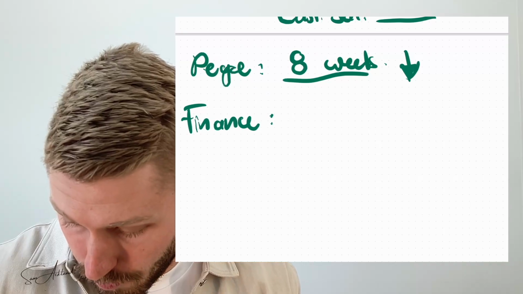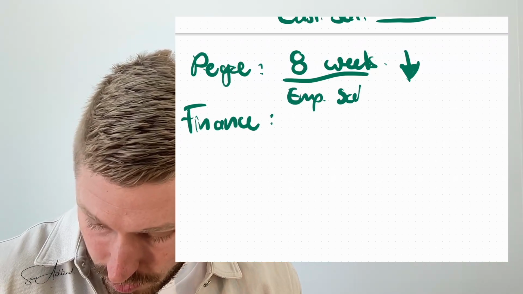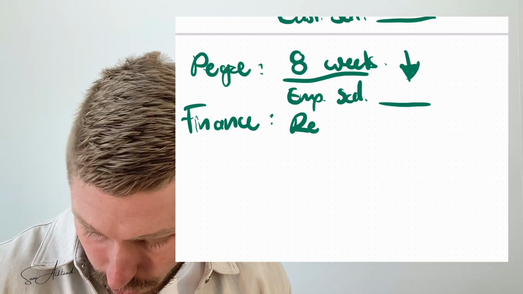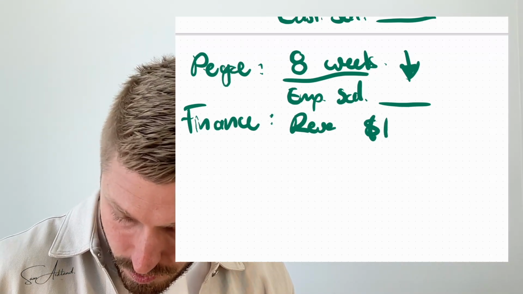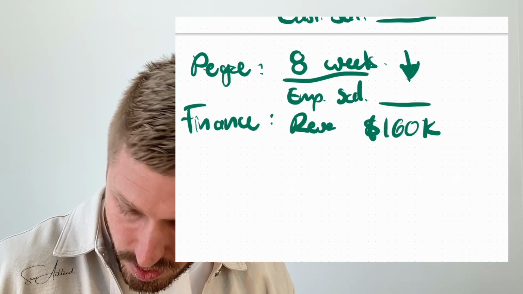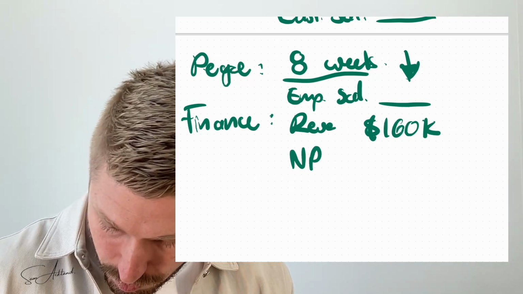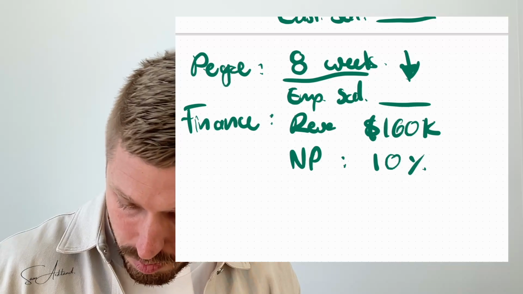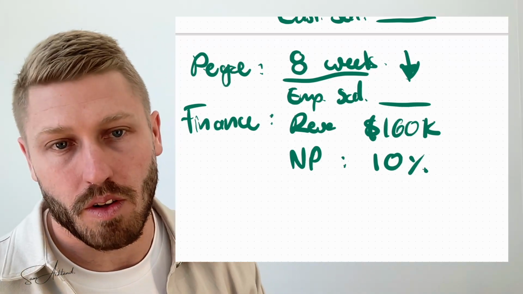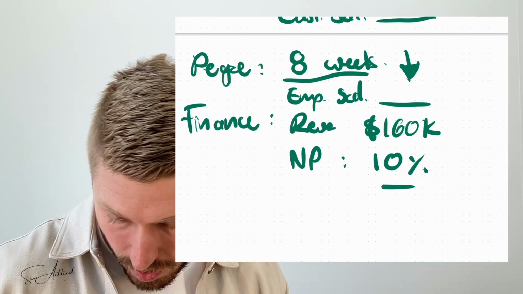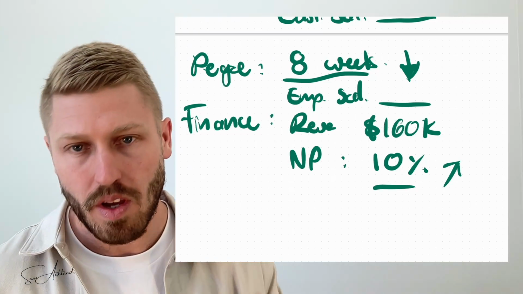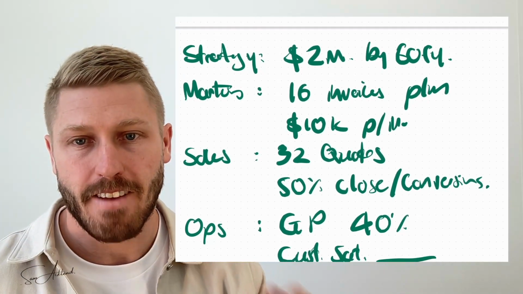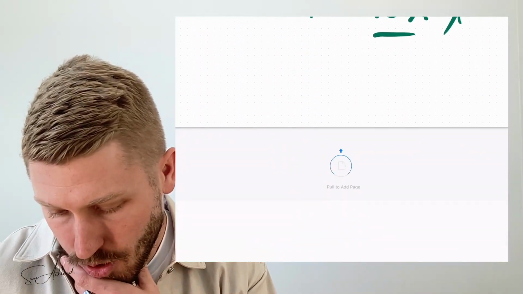Secondly on people as well is employee satisfaction, and you will establish what that target is. And then finance, we've got our revenue, which is, in this example, 160K. And then our net profit margin, which I'm just going to throw out there and assume is going to be 10%. If you're shooting for $2 million, generally 10% minimum, and we want to make sure that we're driving that up as well.